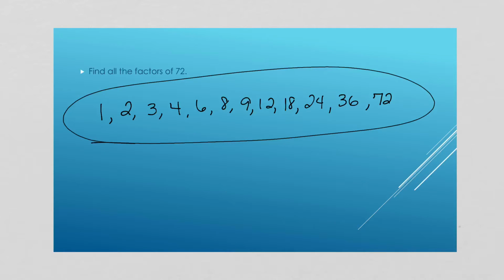The reason why I did it this way is because I knew that once I had this, and then this, and then once I got down to right here, I would start repeating myself. So then I knew I had all the factors.